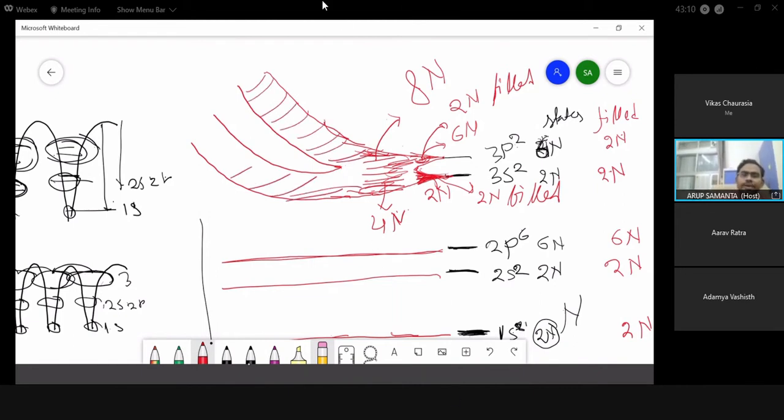This is another band. This contains 4n states, 4n states. And in between you have some gap. This gap is called the forbidden energy gap.